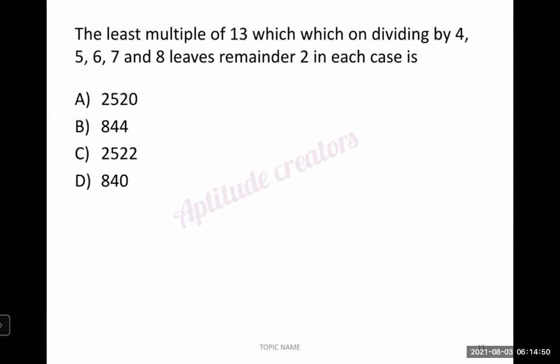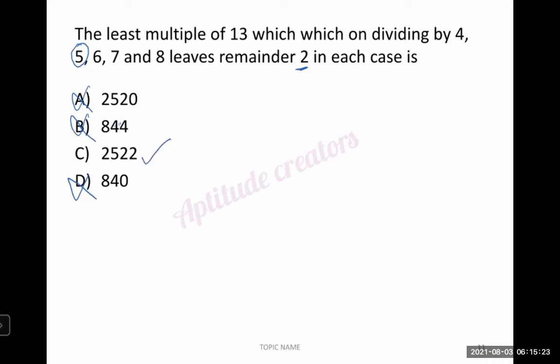Moving forward to next. Multiple of 13, which when divided by 4, 5, 6, 7, 8 leaves the remainder 2. Now here, if I'm dividing with 5, I'm getting the remainder as 2. Here completely divisible and here also completely divisible. Here I'm dividing with 5, here I'm getting the remainder as 4. So this is also not possible. Simple questions.